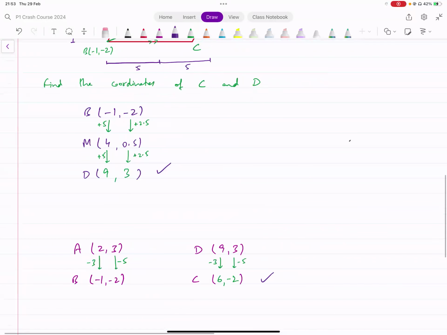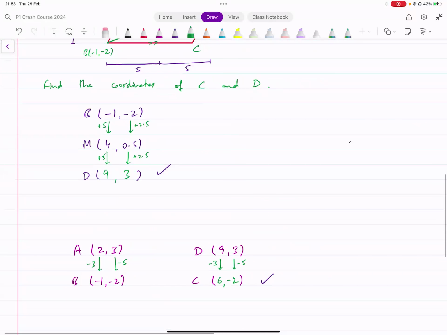Any problem with this? Any questions? No? No problems?